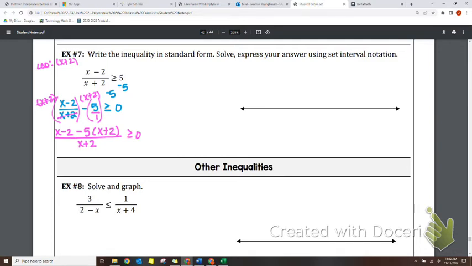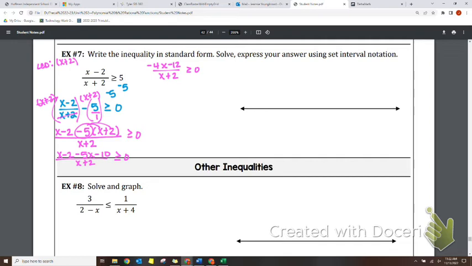I didn't do what I do to the left side of the equation, I do to the right side. I did what we can do to a fraction. What I do to the top, I do to the bottom. Okay? And so now I just need to simplify that numerator. So I'm going to distribute the negative 5. So x minus 2 minus 5x minus 10 all over x plus 2, and then combine your like terms. That's negative 4x minus 12 over x plus 2 is greater than or equal to 0.